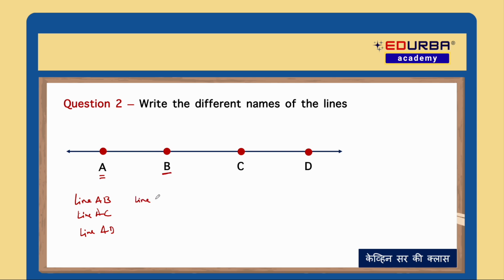So the name starting from the B is BC. Then next name will be line BD, which is nothing but this one. Then the third name I can start from the point C. So line CD. So that's how we covered all the names of the lines very easily.